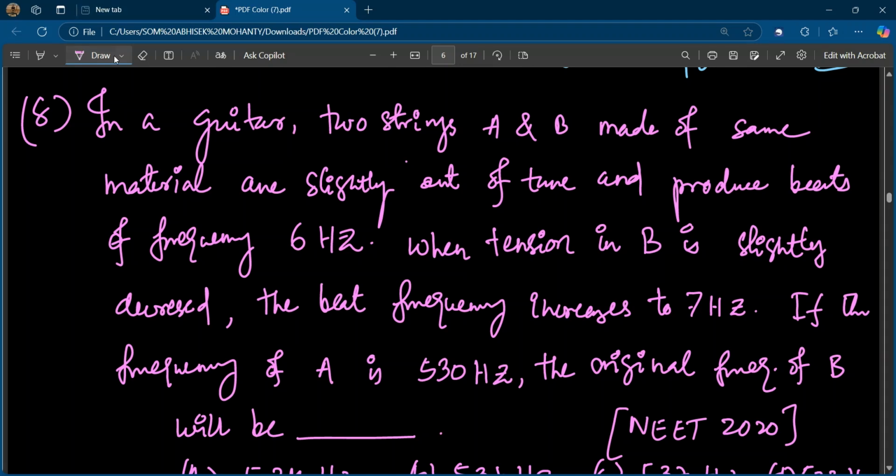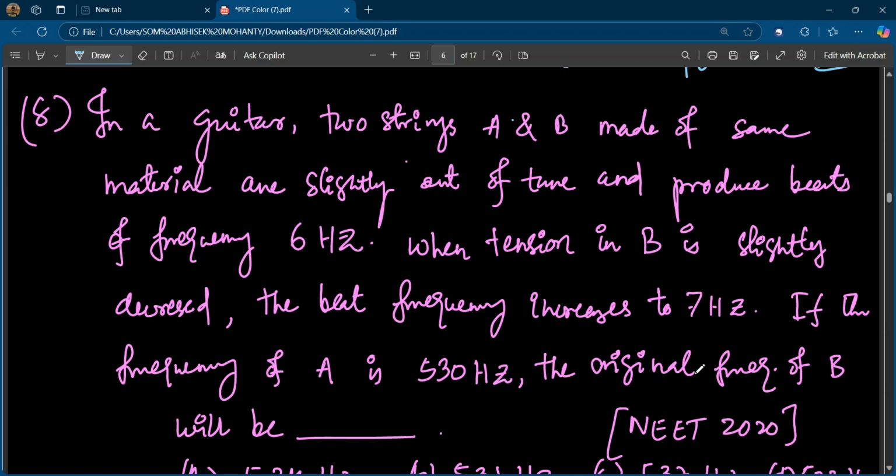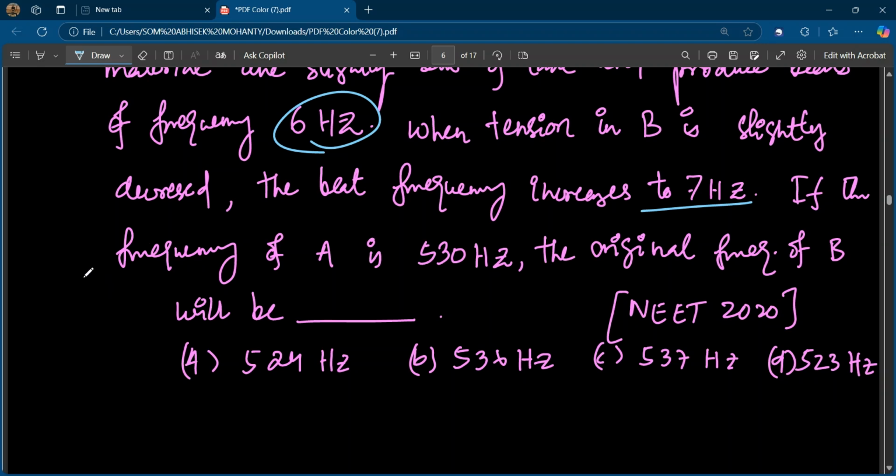In a guitar, two strings A and B made of the same material are slightly out of tune and produce beats of frequency 6 hertz. When tension in B is slightly decreased, the beat frequency increases to 7 hertz. So again, you need to find the relation between tension and frequency. I'm giving you 30 seconds again. Solve this. Let's try.